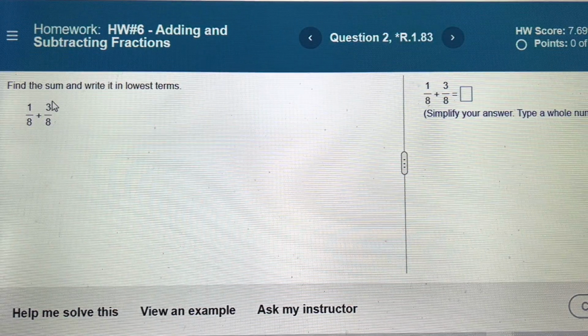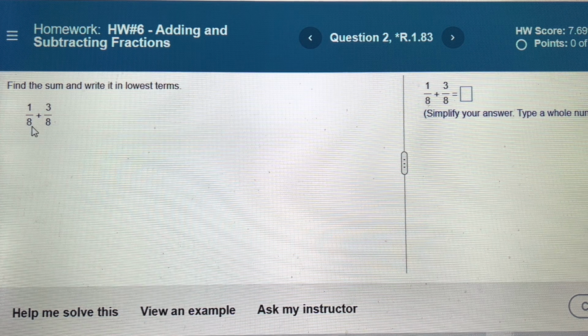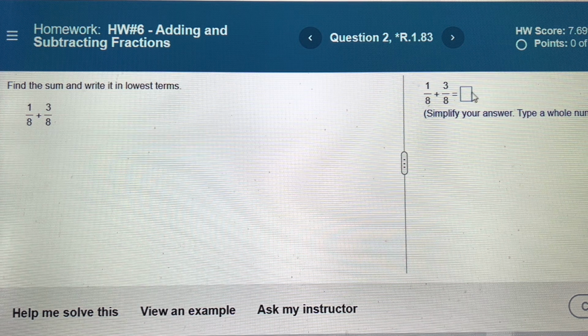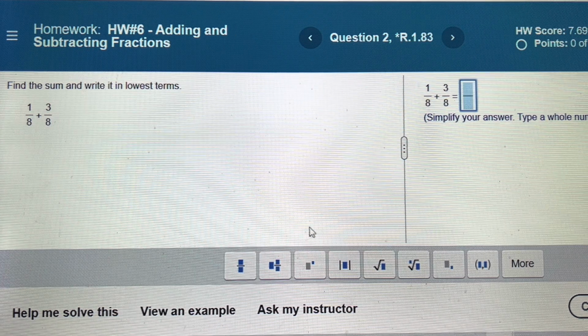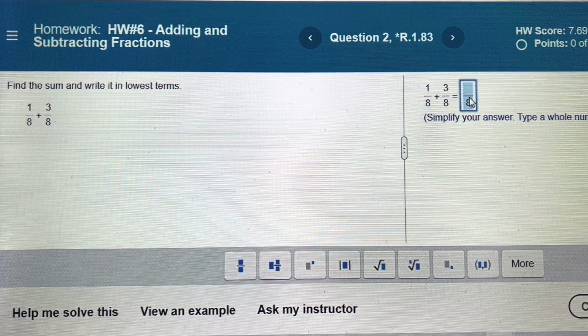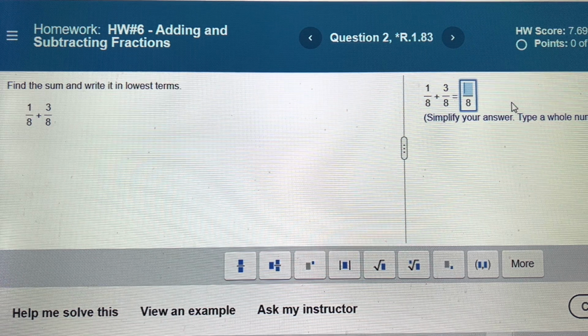1 out of 8 plus 3 out of 8. They do have a common denominator already. So the bottom's going to be 8. And then the top, that's easy. 1 plus 3 is 4.